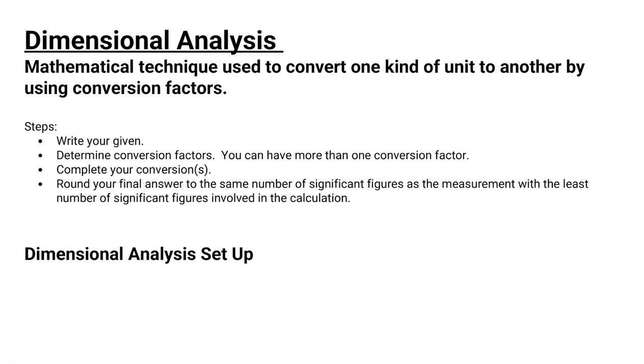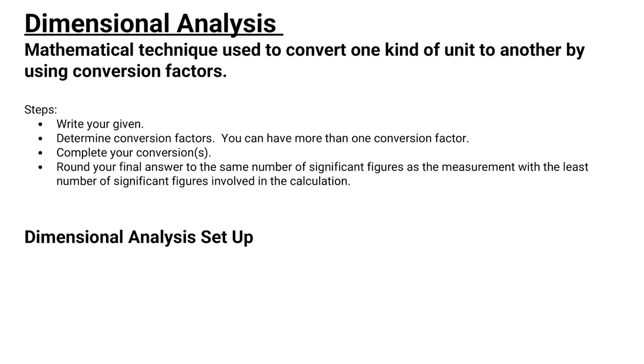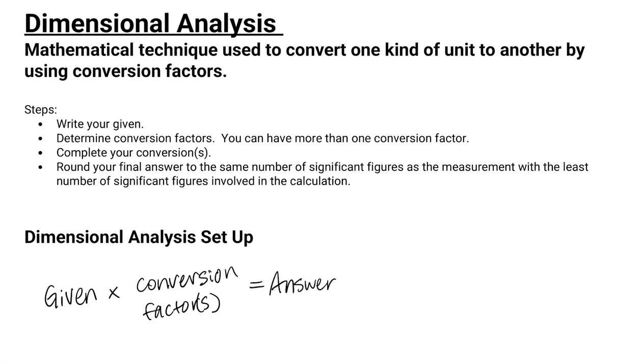But let's set up our dimensional analysis skeleton structure. So first, you're going to start off with your given, and then you're going to multiply it by your conversion factors. And multiple conversion factors, then that will give you your answer. And make sure to put it in the correct sig figs if necessary.